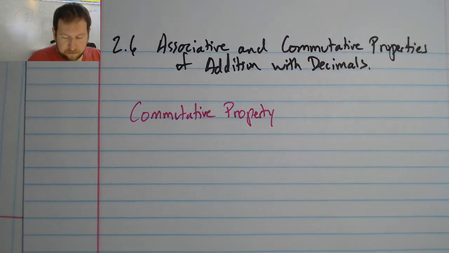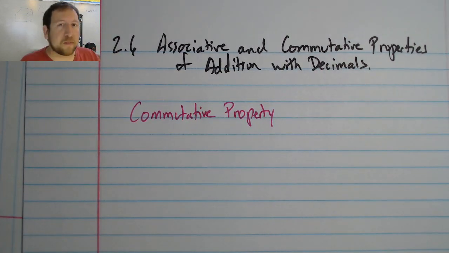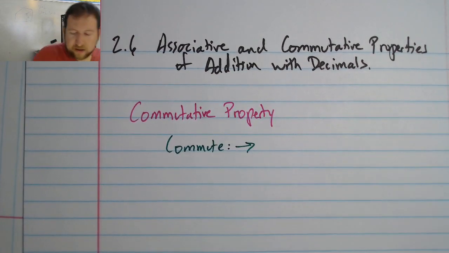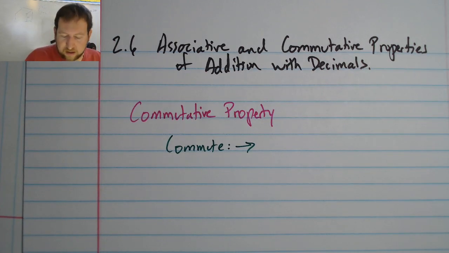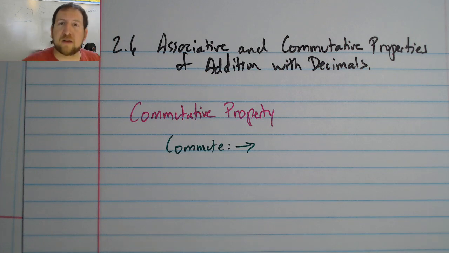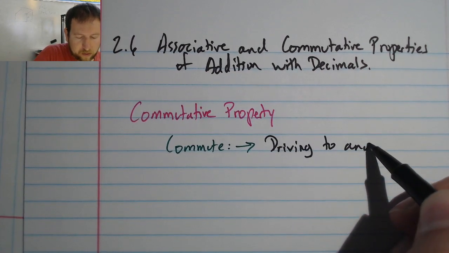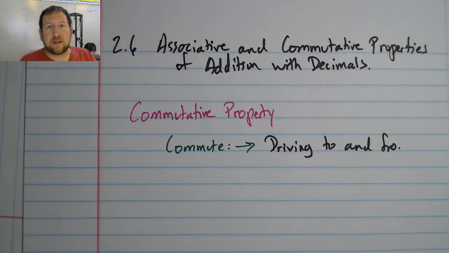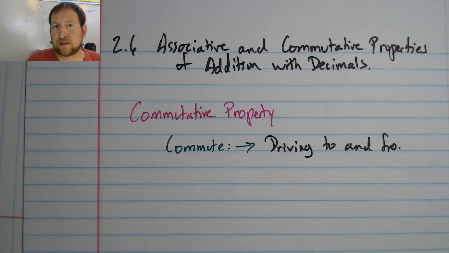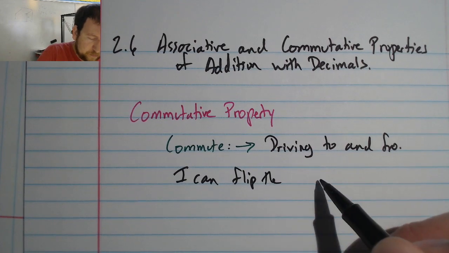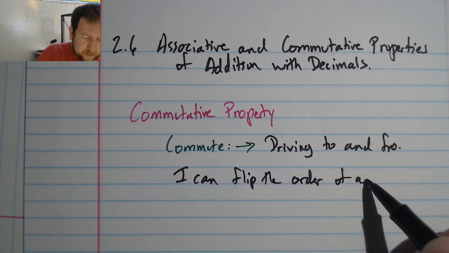There's a base word, commute, that I like to use that helps me remember what this word really does. And commute in the typical sense usually means when you go to work and back, or you go to school and back, but it's the driving to and fro places. And in this case, what it means is that if I have a set of things that I'm adding, I can flip the direction any way that I want. Flip the order of adding.